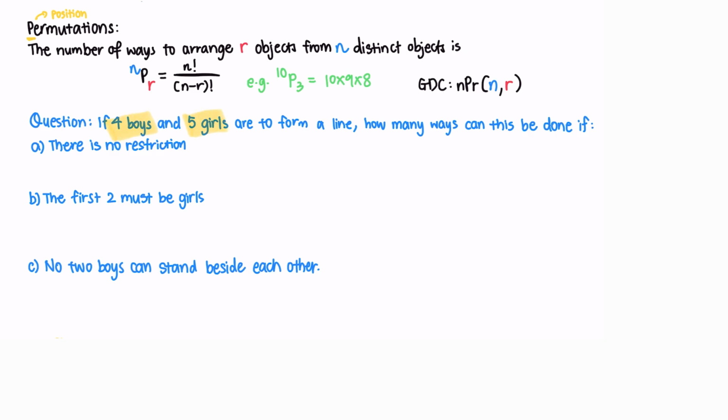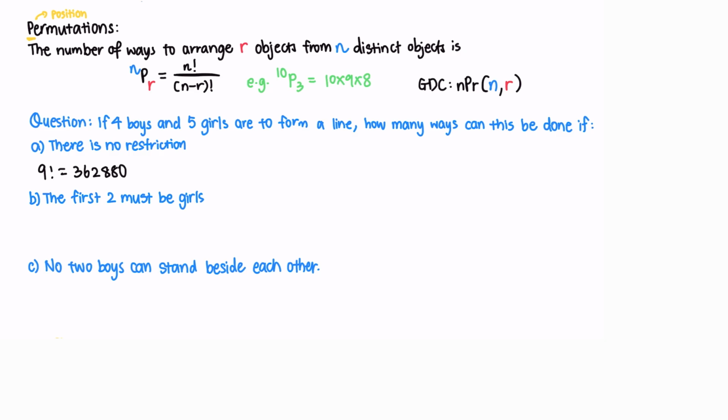If 4 boys and 5 girls are to form a line, how many ways can this be done if there's no restriction? So if there's no restriction, this is just arranging 9 objects into 9 distinct spaces, which we know as 9 factorial. So this is just simply 9 factorial, which is 362,880.